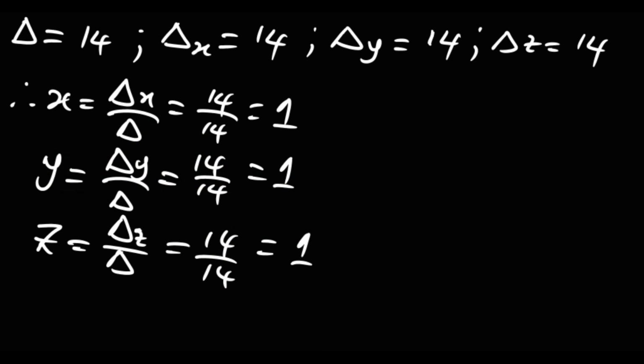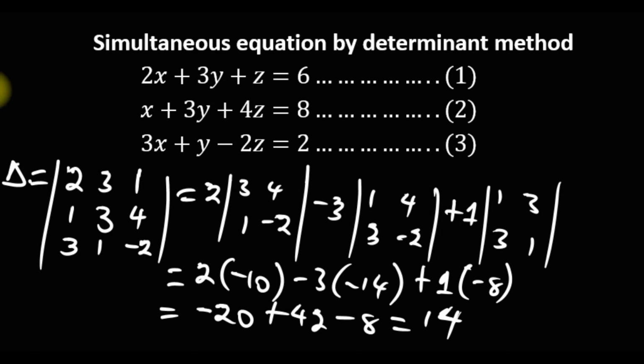If you check back in the original equations and substitute 1, 1, 1, we'll get 6, we'll get 8, and we'll get 2. So the answer is correct. That's how we solve using Cramer's rule, or the determinant method.